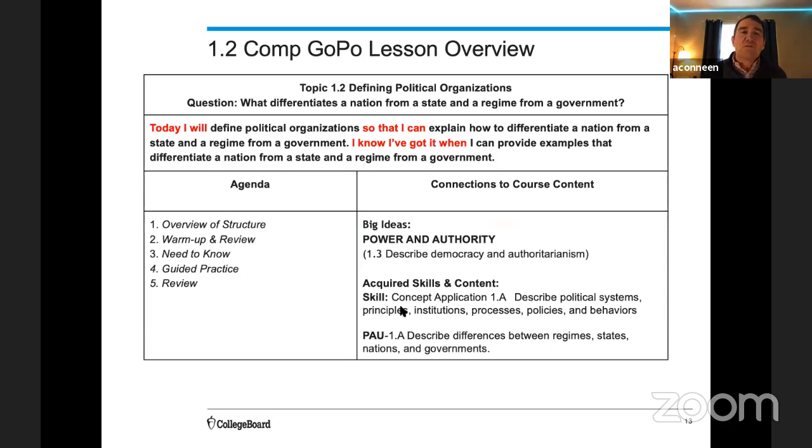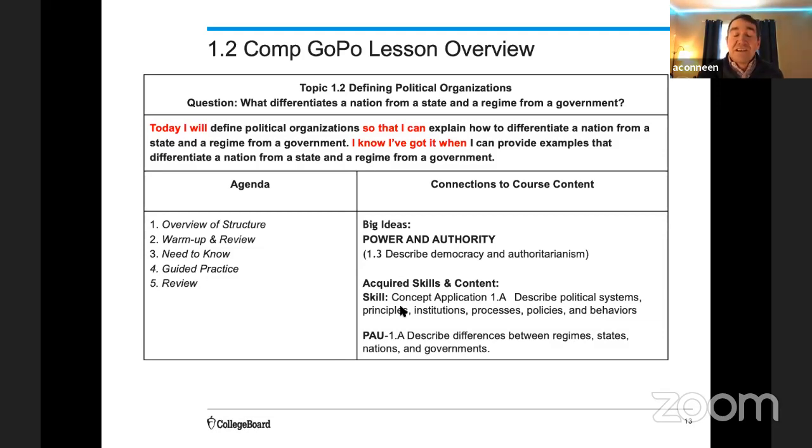So today we are looking at lesson 1.2. Again, that code comes from the AP comparative course description from College Board. I showed you earlier how to get there. We are looking at defining political organizations. We already started doing that with the words regime and government and how those 2 words are different.